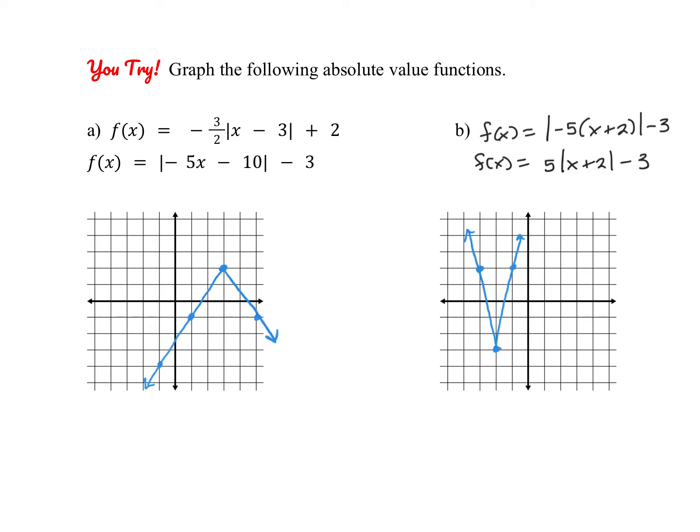Okay, go ahead and check here. For part A, the vertex should be at 3, 2, and it has a slope of negative 3/2 to the right, and then a slope of positive 3/2, everything to the left of the vertex. And for part B, remember here, we're always going to simplify this. So first factor out the negative 5, and then we can simplify this because the absolute value of negative 5 is positive 5. So our vertex is at negative 2, negative 3, and a slope of 5 to the right, a slope of negative 5 to the left.